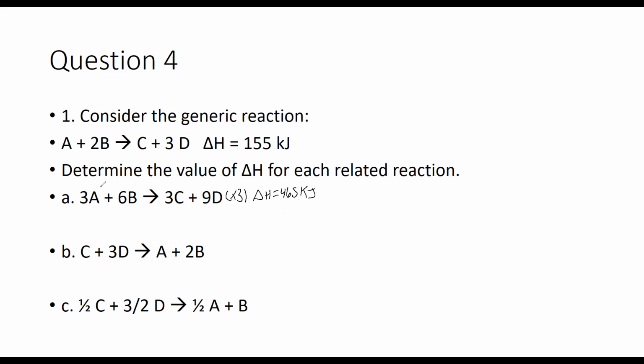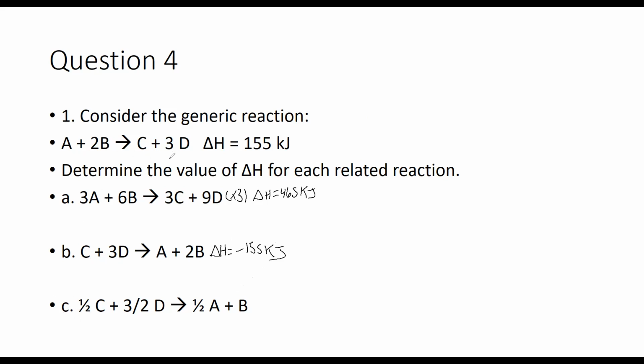And B, the difference between our original problem is we flipped it. So C plus 3D was a product. Now C plus 3D is a reactant. When you flip something, all you do is change the sign. So that's negative 155 kilojoules.